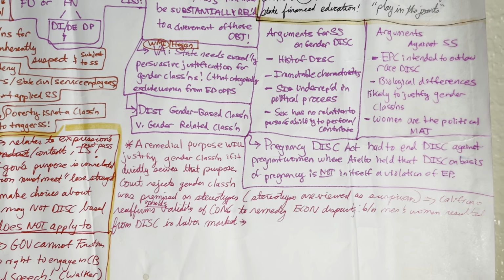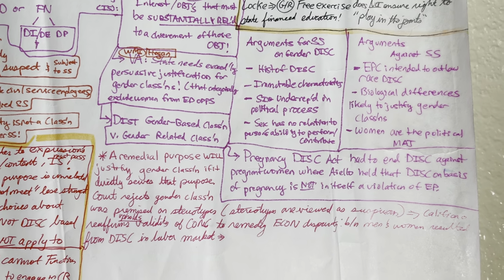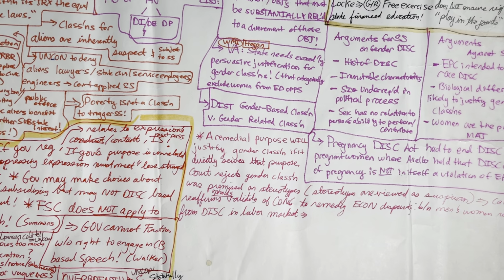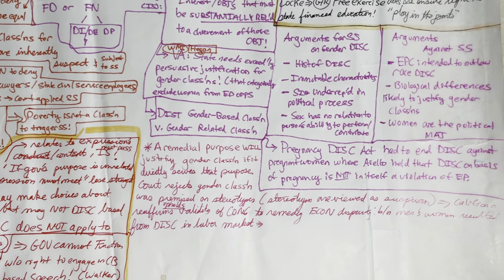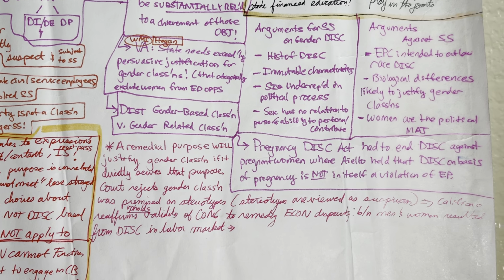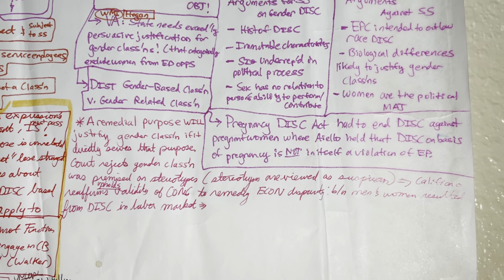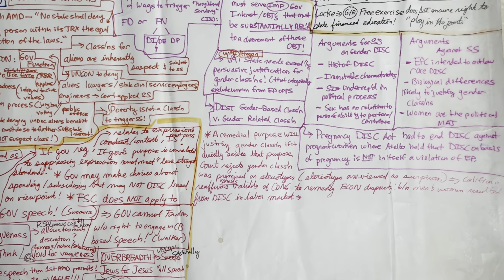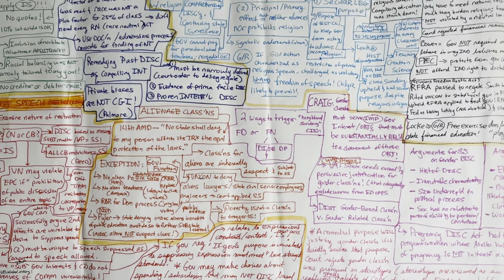But also at the same time, we have arguments against strict scrutiny, where the EPC was intended to outlaw racial discrimination, since the EPC, the 14th Amendment, was passed in the context of granting equality and ending slavery following the Civil War. Some argue that strict scrutiny shouldn't apply because of biological differences likely to justify gender classifications. And women are the political majority in today's world, where women actually constitute most voters, I believe, based on just the numerical statistics of voting records.